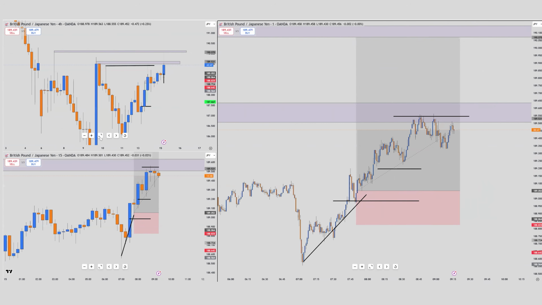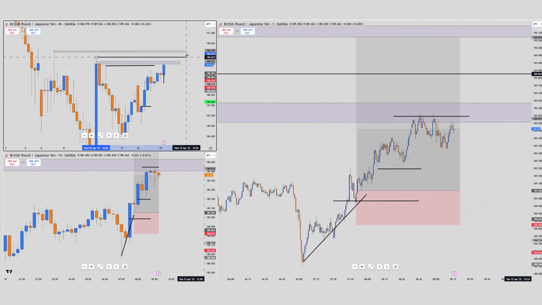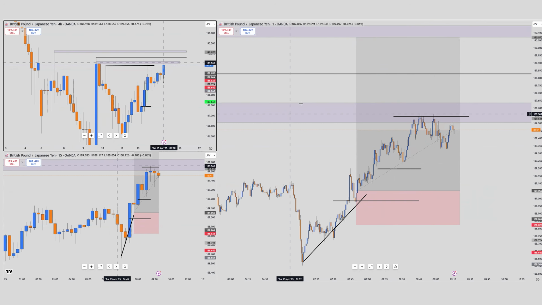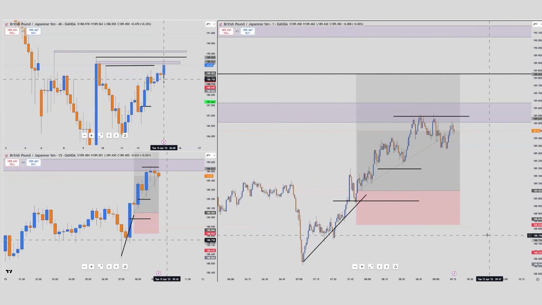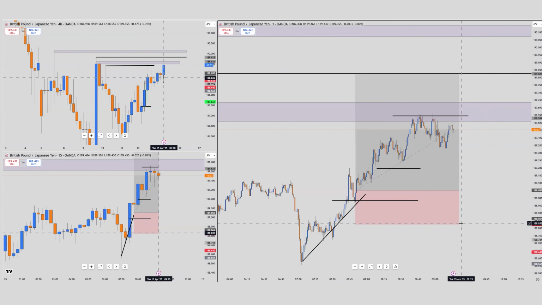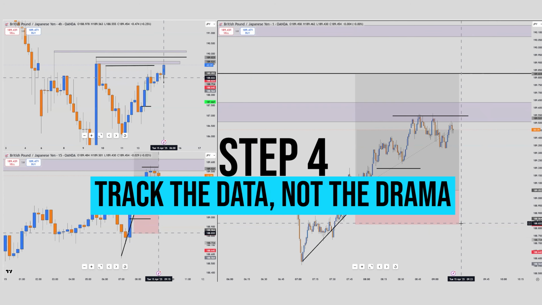Now, you could argue that there is an area in the market where price could find some resistance, which is this wick rejection zone. So that's fine. You can use this as well. Let's say you want to target something smaller. Then we have a very favorable trade here, which is a 3R return on investment. And this is how you want to be trading, right? You've got to track the data, not the drama.